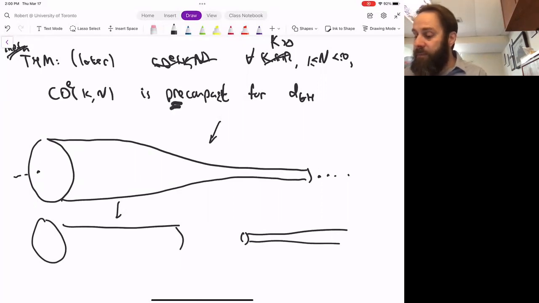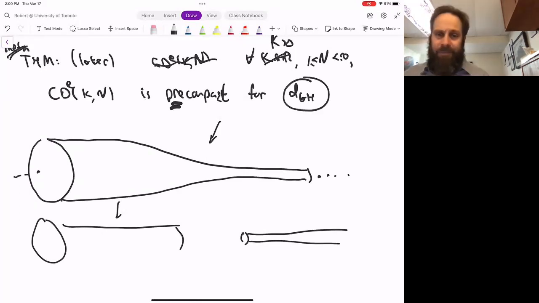What basically that says, what precompact means, is that whenever I have a sequence of these CDKN spaces, I can always find a Cauchy subsequence, Cauchy with respect to this metric. And then you can wonder what the limit is. And of course, the limit will be a metric space, but you'd like to know, in order for this to be a compactness result and not just a pre-compactness result, you'd need the limit to be a CDKN space as well.